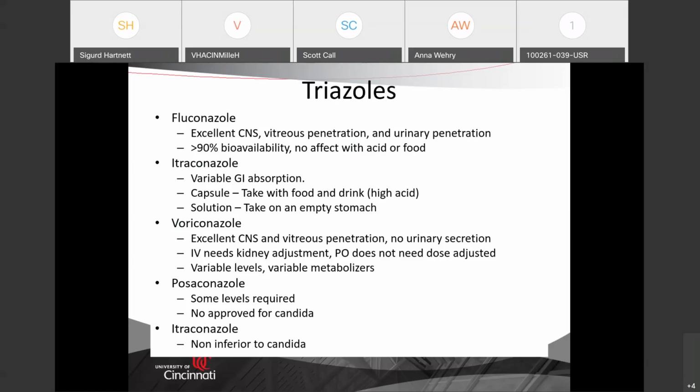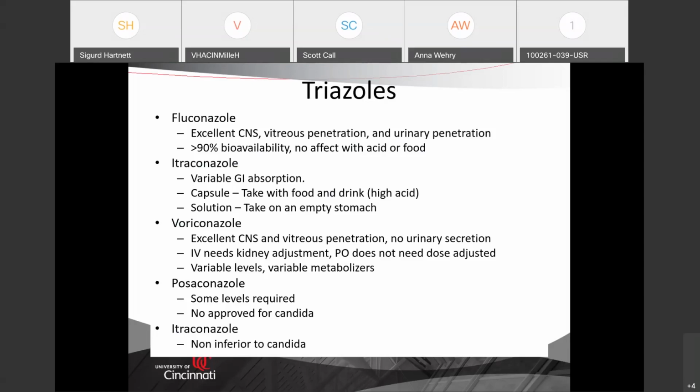If voriconazole is in IV form, because of one of the adjuncts within the IV formulation, it needs to be dose adjusted by the kidney, but if you're giving the PO formulation, you don't need to dose adjust by the kidneys. Patients also have variability in their metabolizer status and their levels, so with voriconazole you have to check levels pretty regularly.